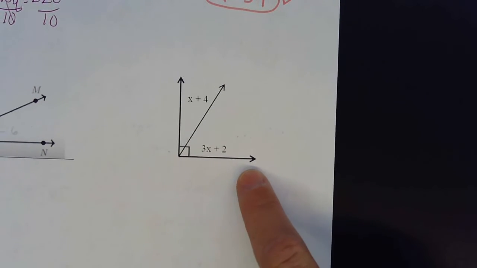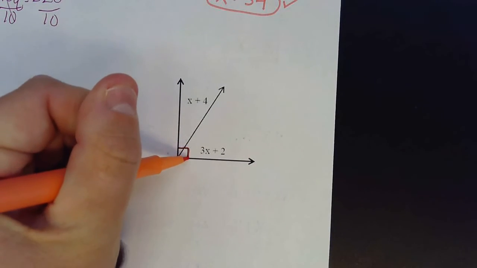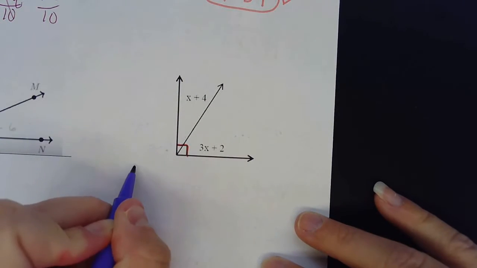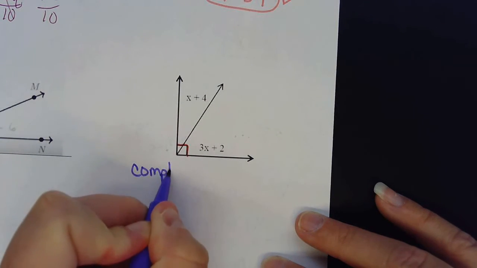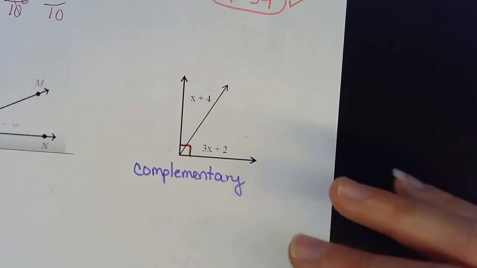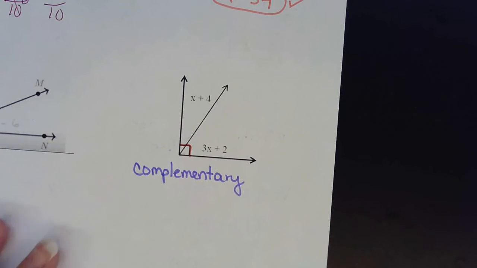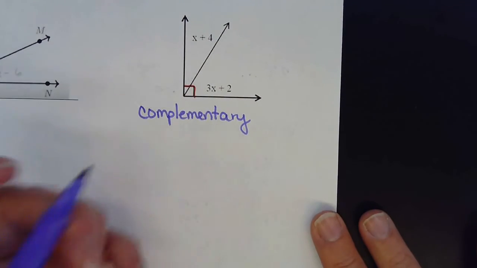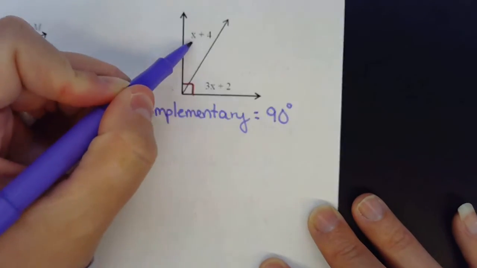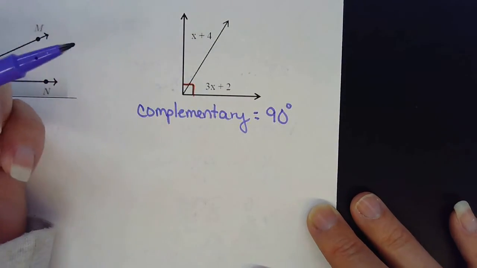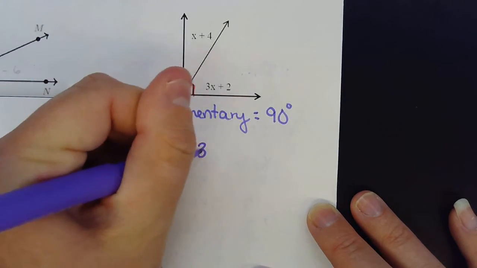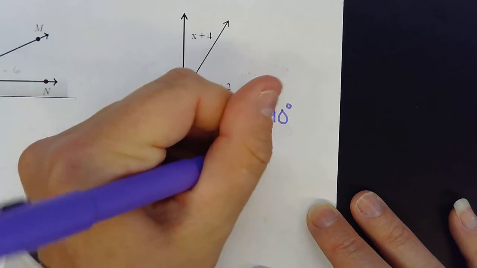We're going to do this guy right here. See the little box? That's your red flag that these are complementary. The complementary ones I think are going to be the easiest because that box kind of gives it away. And as long as you know what that box means, you will be fine. Complementary means 90. So you're going to add them together and set it equal to 90 degrees. So x plus 4 plus 3x plus 2 equals 90.